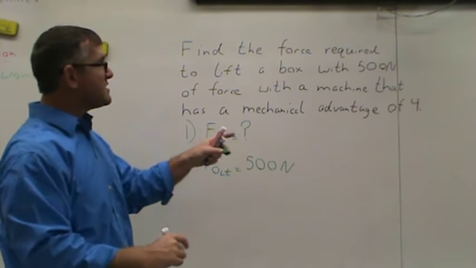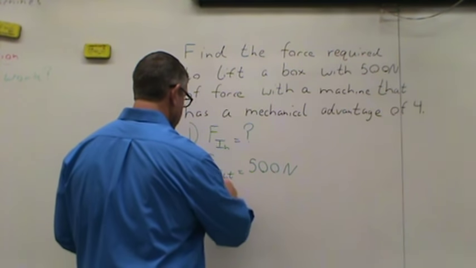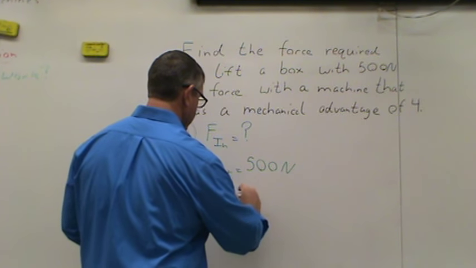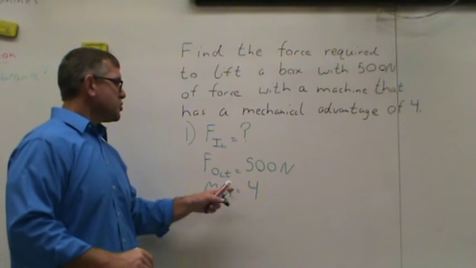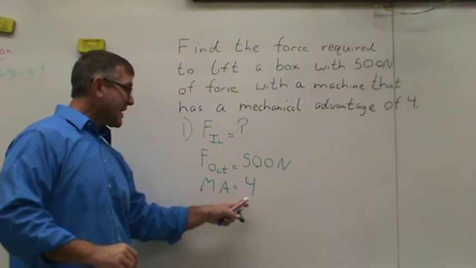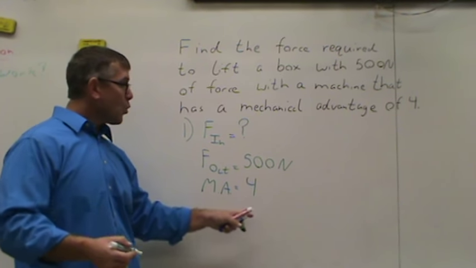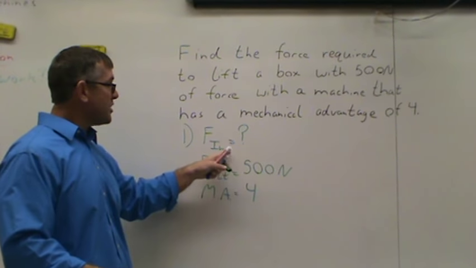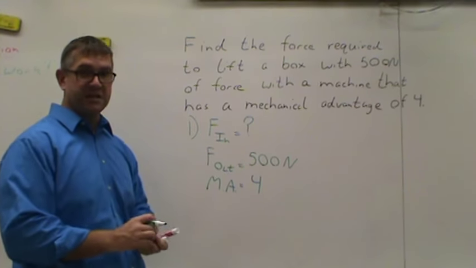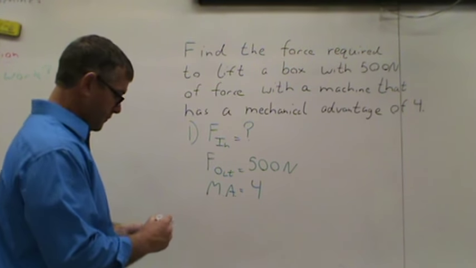With a machine that has a mechanical advantage of 4. So we're using a machine that gives us an advantage of 4. We want it to lift a box with 500 newtons. So the question is, how much force is needed to input into this machine? Okay.